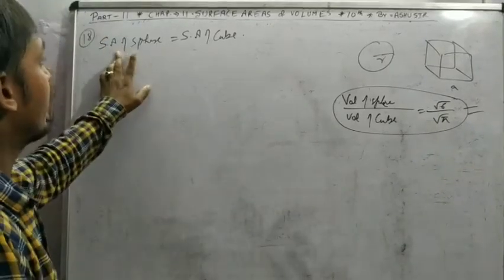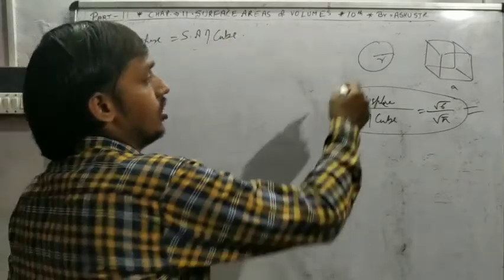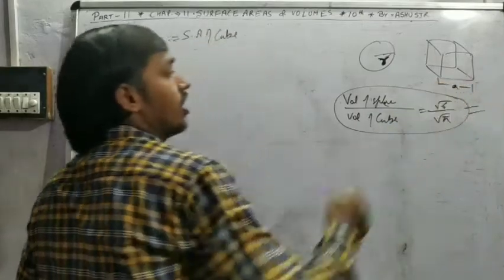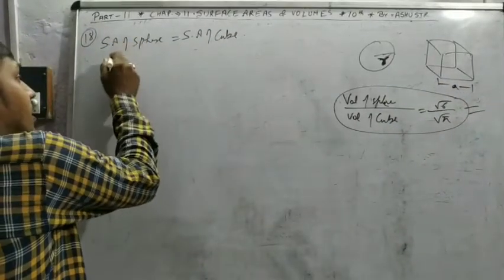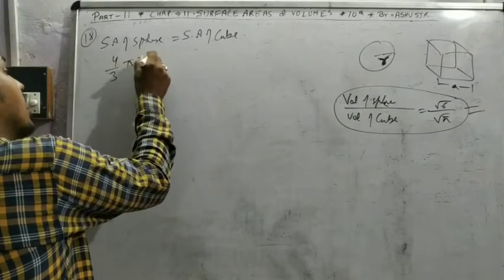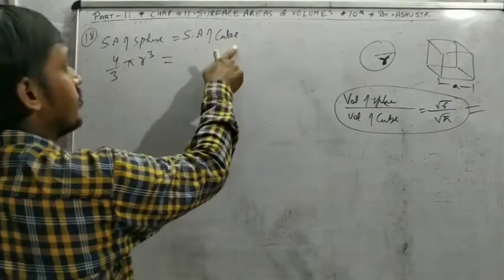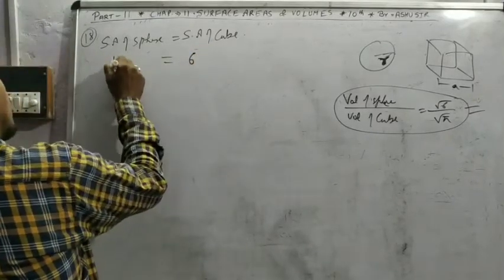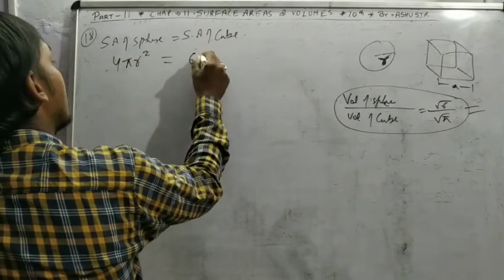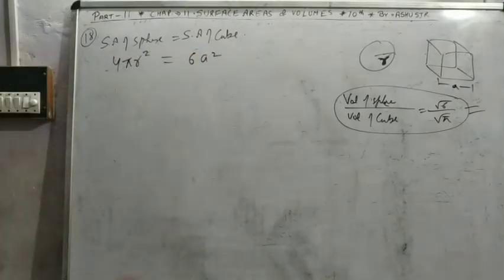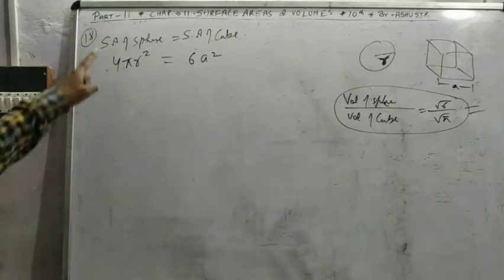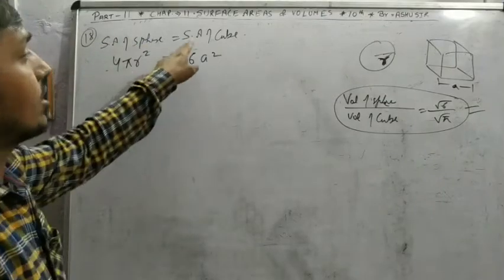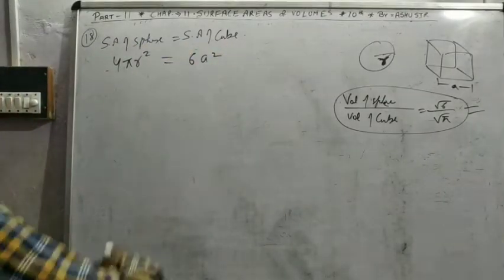What's given? Surface area of a sphere is equal to surface area of cube. Let the radius of the sphere be r and the side of the cube be a. You know, surface area of a sphere is 4 pi r square and surface area of cube is 6a square. Surface area of sphere is equal to surface area of cube. Surface area of sphere 4 pi r square, surface area of cube 6a square.